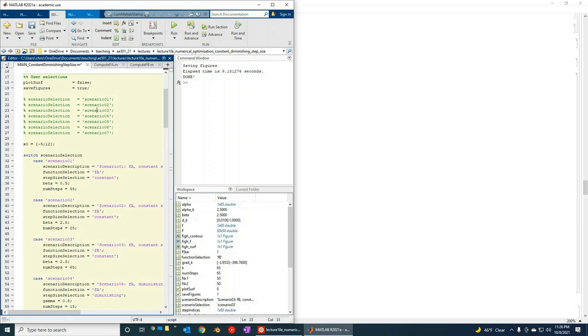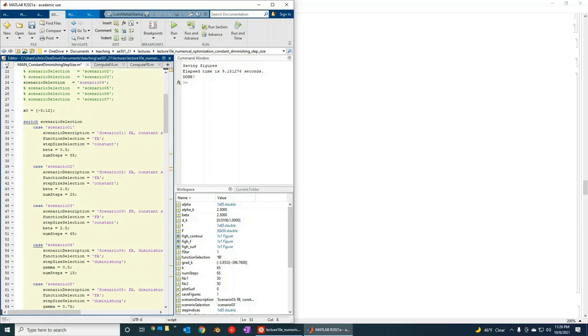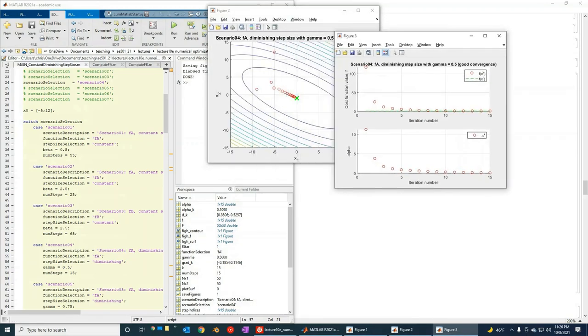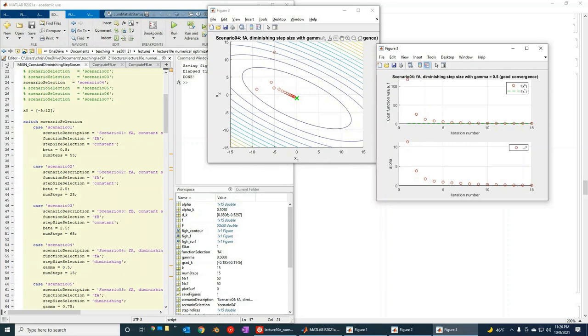All right, so let's go ahead and look at scenario four. Scenario four is using our nicely scaled cost function with the diminishing step size and a gamma of 0.5. So again, let's just let this rip and see what it looks like. That's really interesting. Look at that. If you take a look at this, you see the first iteration went from here all the way over to here. So as you can see, what ended up happening was we took a huge step initially, right? That's because the gradient is much larger here than it is later on, right?